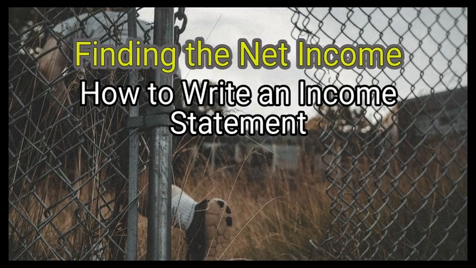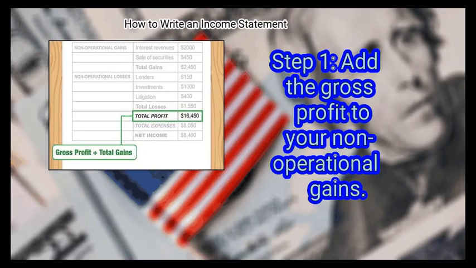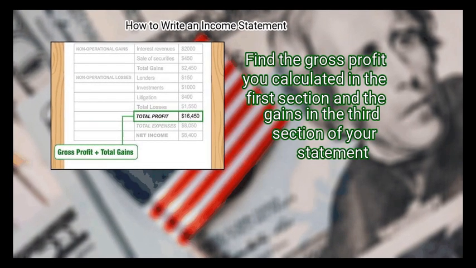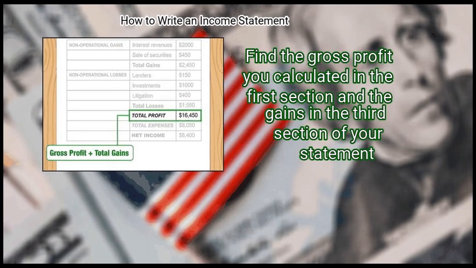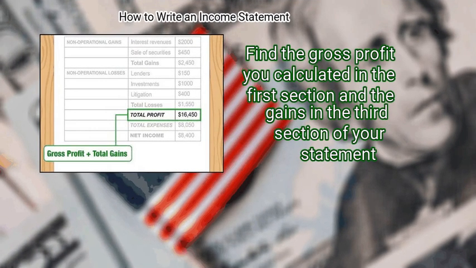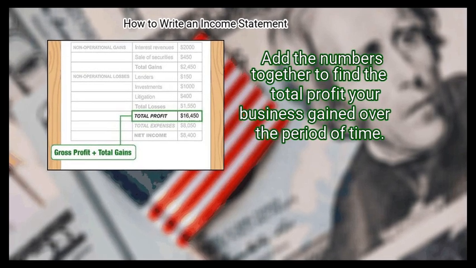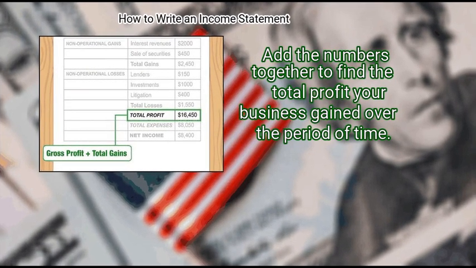Method 5. Finding the net income. First, add the gross profit to your non-operational gains. Find the gross profit you calculated in the first section and the gains in the third section of your statement. Add the numbers together to find the total profit your business gained over the period of time.